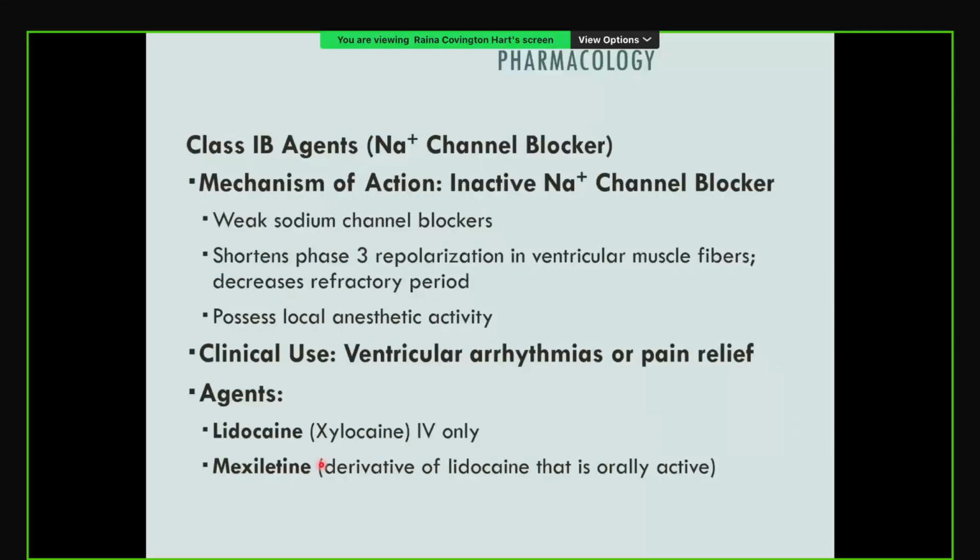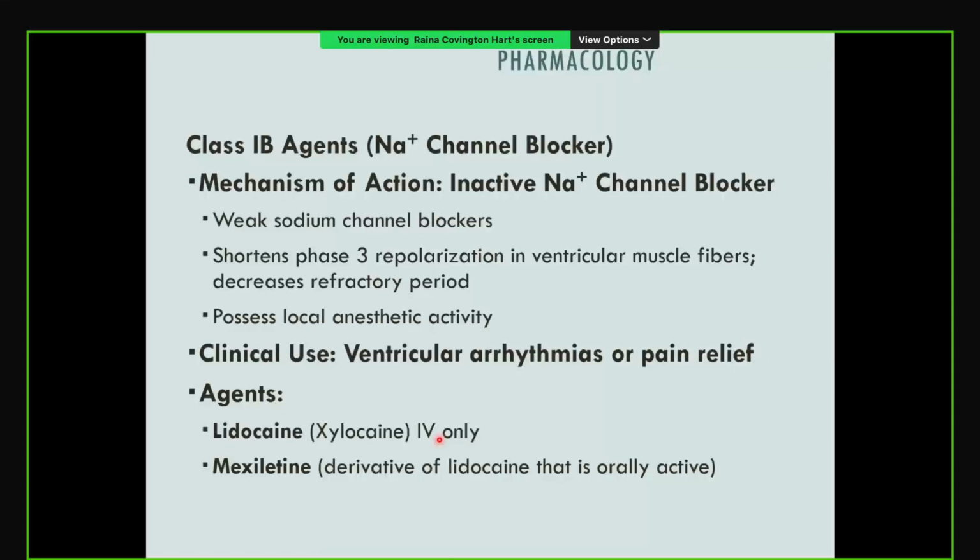Okay, looking at our 1B. When you hear your 1B, again, sodium channel blocker, specifically inactive sodium channel blocker, we have our lidocaine and mexiletine. Your lidocaine, when we're talking specifically about arrhythmias, it is IV.